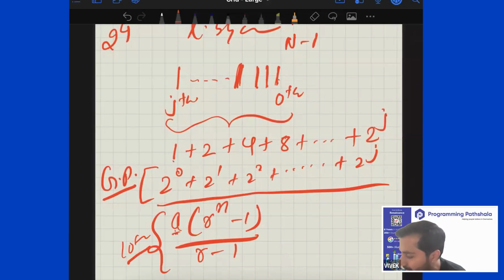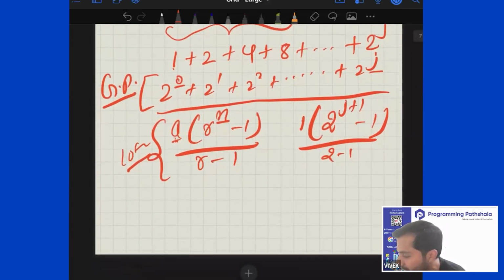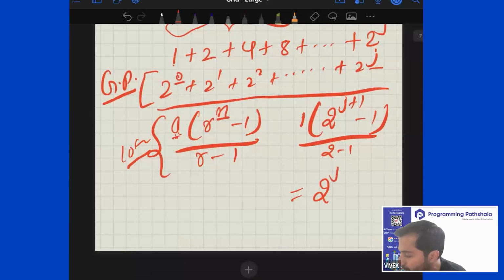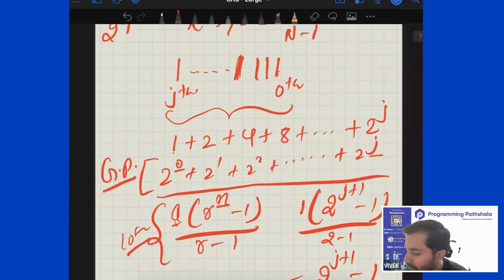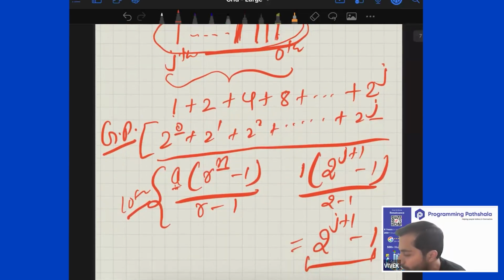The first term is 1. So 1 multiplied by the common ratio, which is 2, raised to power n, where n is the number of terms. Number of terms are going from 0 to j. So how many terms are there? j plus 1. So 2 raised to j plus 1, minus 1, upon r minus 1, which is 2 minus 1. What is this? This is some power of 2, minus 1. So what I can say for sure is that if you have a number whose binary representation is like this, then this number is some power of 2 minus 1.